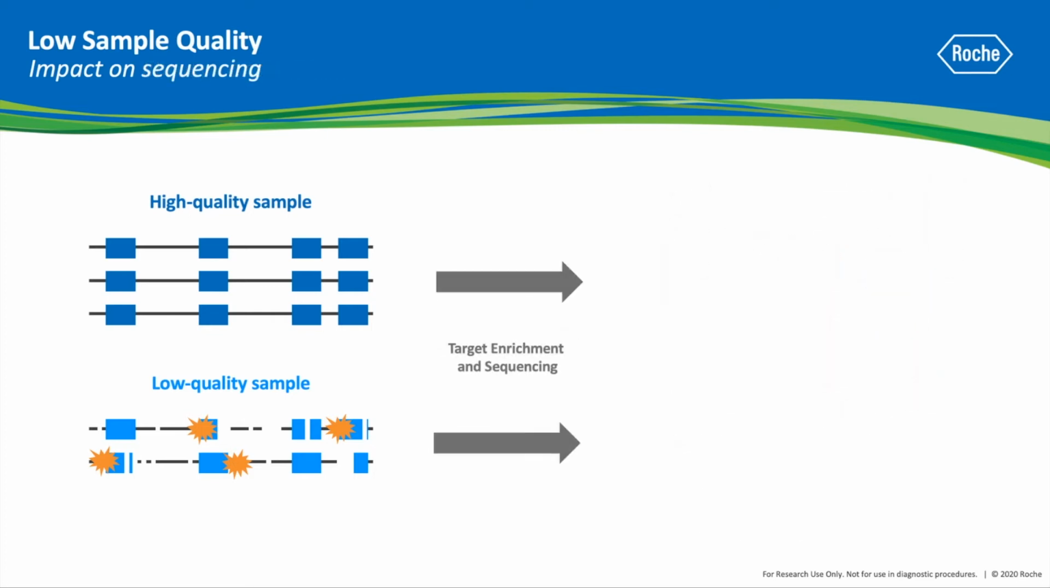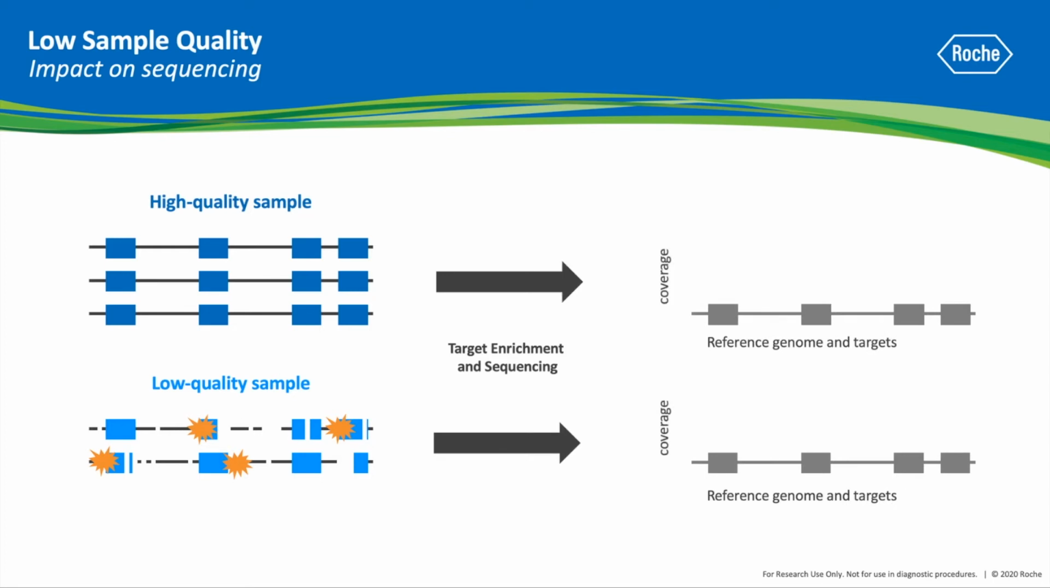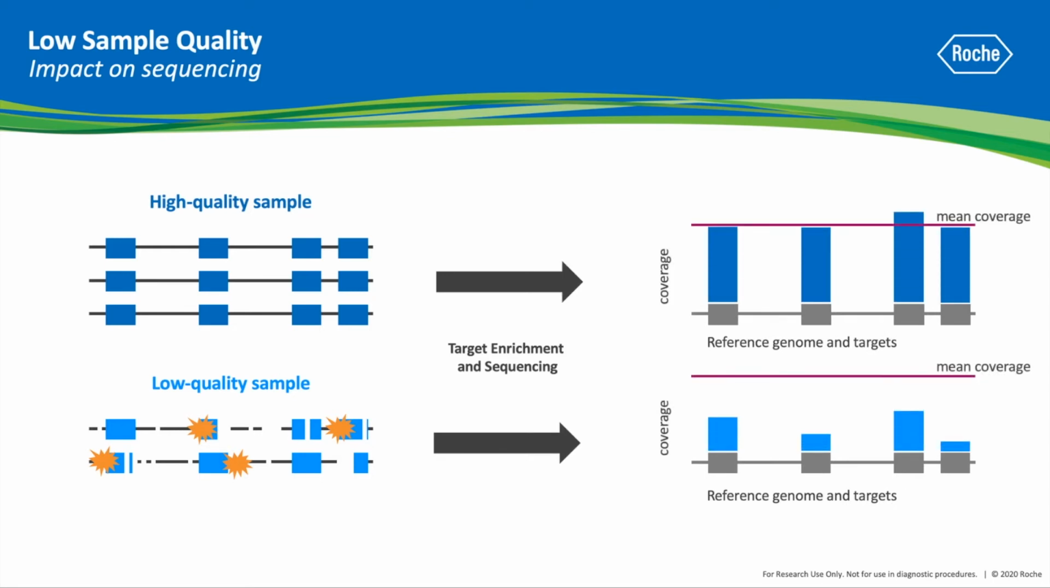Following target enrichment and sequencing, the impact of low-quality samples on several important sequencing metrics can be observed. For example, the need for more amplification increases the number of PCR-generated duplicate reads. When these duplicate reads are filtered from the data, the overall target coverage is decreased, and fewer genome equivalents are represented in the final data.